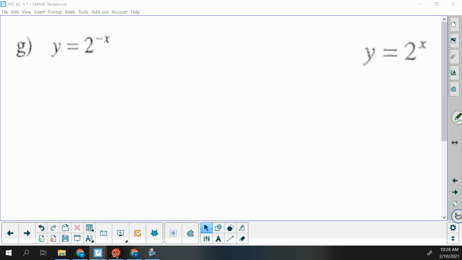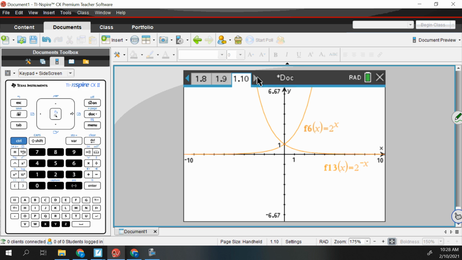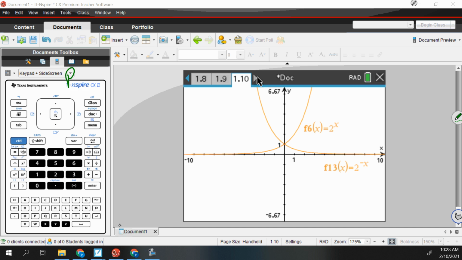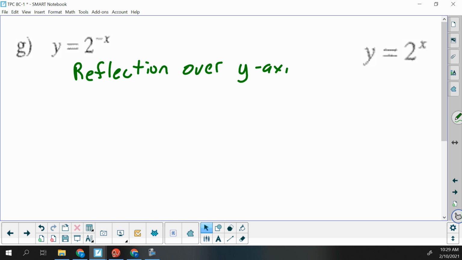And our last one, 2 to the minus x. You have 2 to the x, that's the one going upwards. 2 to the negative x is going downwards. So notice this is a reflection over the y-axis. So just realize that when the x gets negated, it actually goes over the other axis. So a minus x reflects it over the y-axis. If you negate out front, it reflects it over the x-axis.